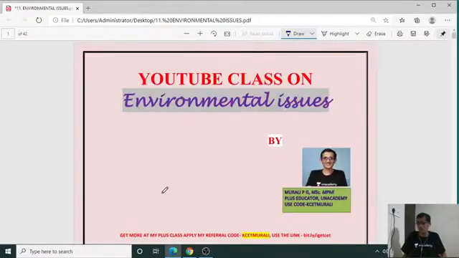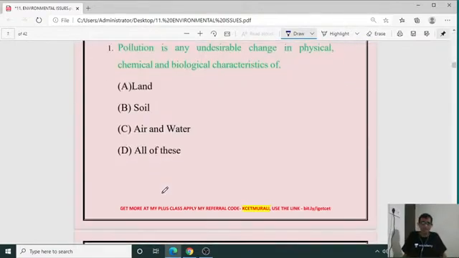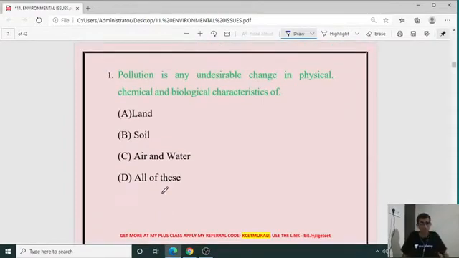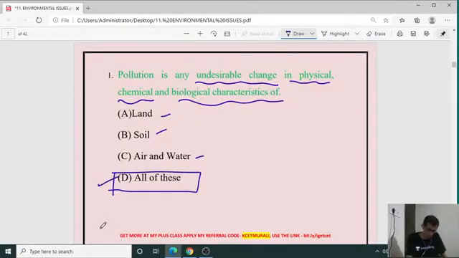By this brief introduction, now I will enter into the topic environmental issues. This is one of the topics of our ecology unit. First question: pollution is any undesirable change in the physical, chemical and biological characteristics of what? Land, soil, air and water, all of this. What is meant by pollution? It is an undesirable change in physical, chemical and biological characters with respect to land, soil, air and water, so all are right. The right option is D. D is the right option for question number 1.